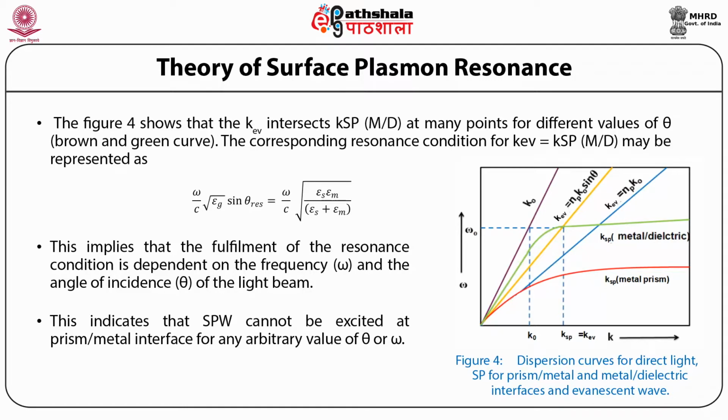This indicates that SPW cannot be excited at the prism metal interface for any arbitrary value of theta or omega. So the K_SP for the metal/dielectric interface is highly dependent on the refractive indices of the metal and dielectric media, and any change in the refractive indices results in a shifting of the resonance condition, which is the property of surface plasmons used for sensing applications.